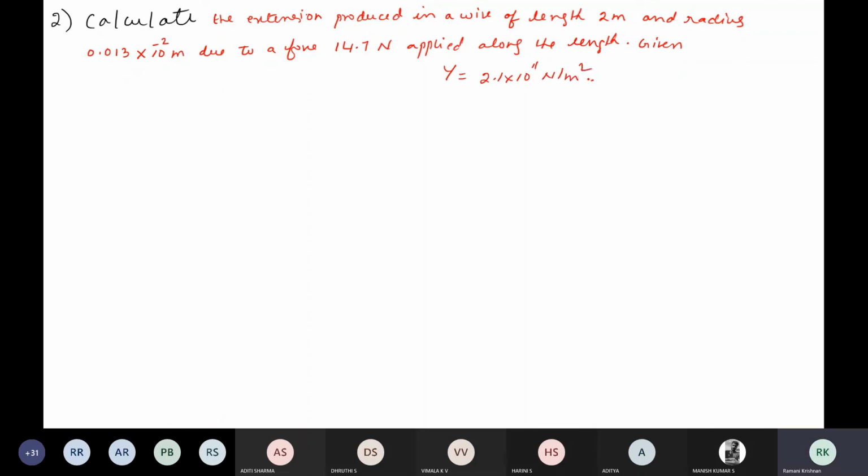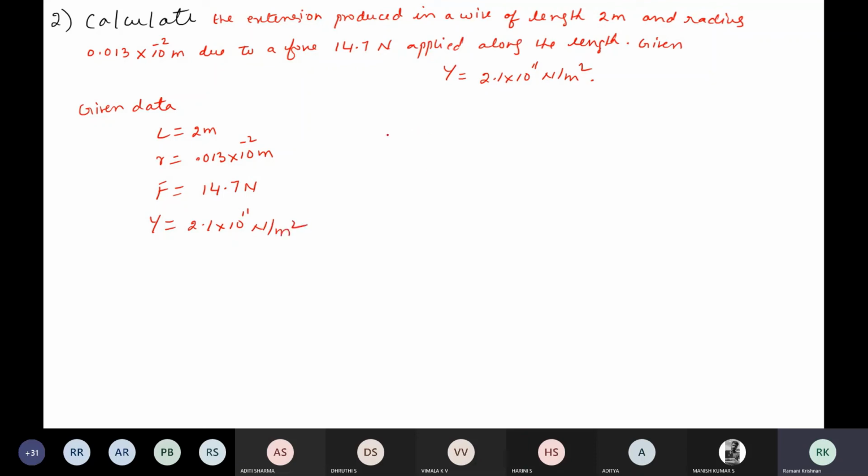Yes, students. Calculate the extension produced in a wire of length. So given data: length is 2 meters, radius is given directly now, 0.013 into 10 power minus 2 meters. Force is given, 14.7 Newton. Young's modulus is given, 2.1 into 10 power 11 Newton per meter square.